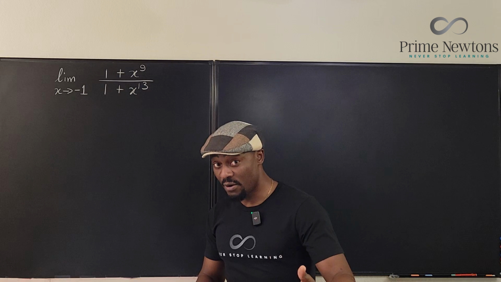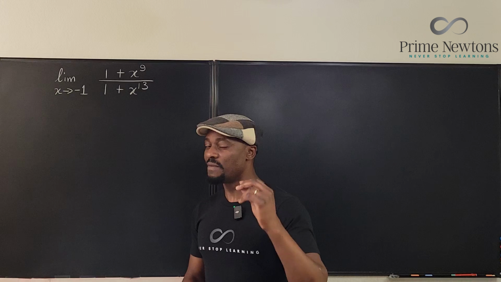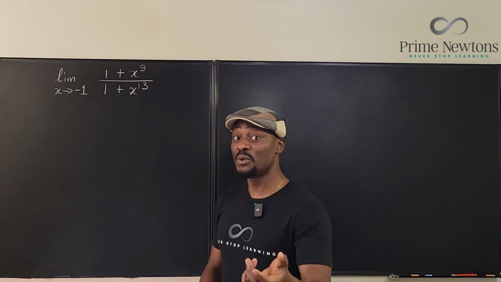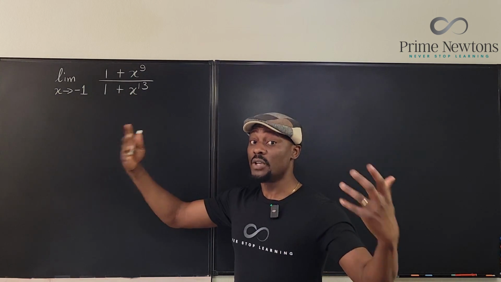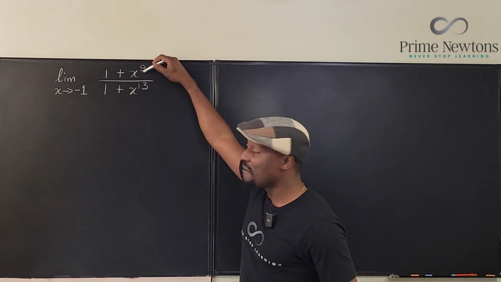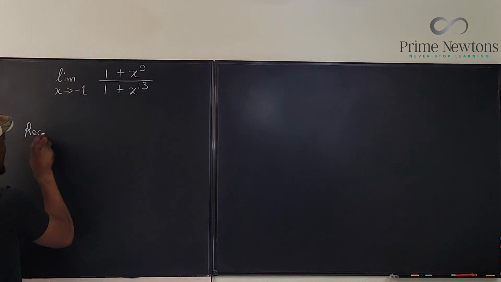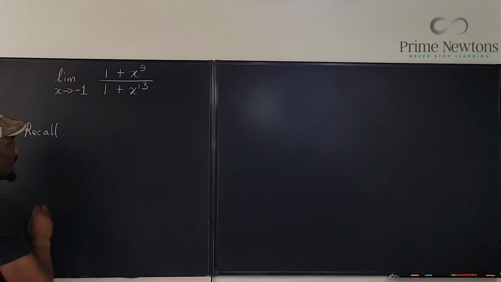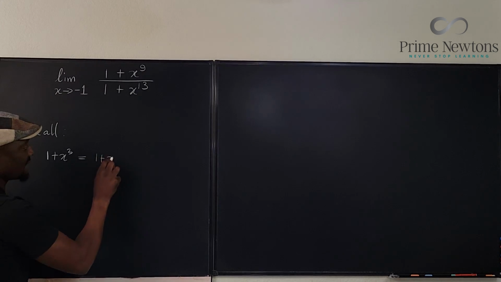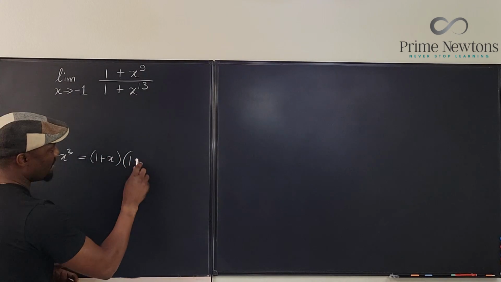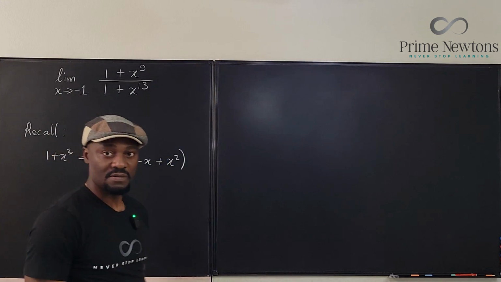There's something you already know. You just don't know how good it is. It is how to factor the sum of two cubes. As you can see, this is the sum of two terms, and this term is odd. So let's recall that 1 plus x cubed can be written as 1 plus x times 1 minus x plus x squared. That's the factored form of this.